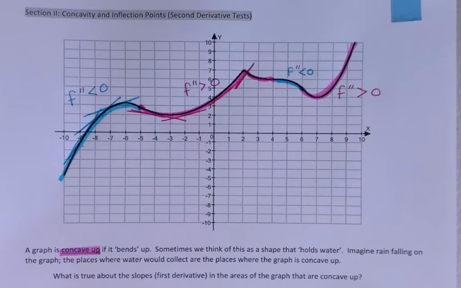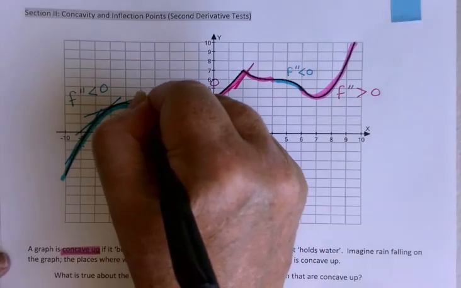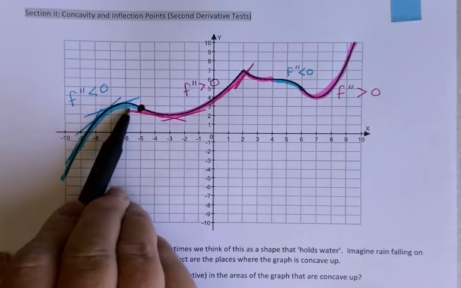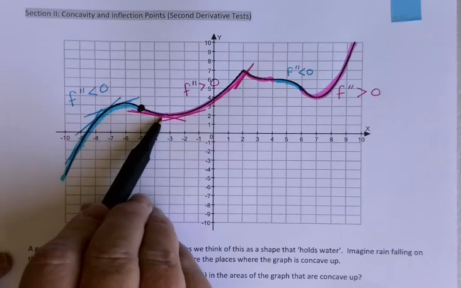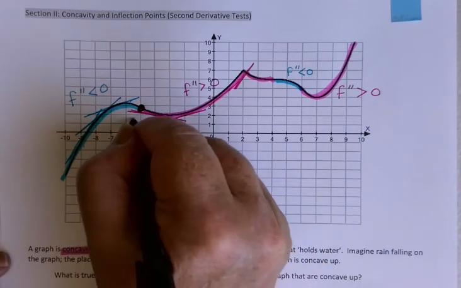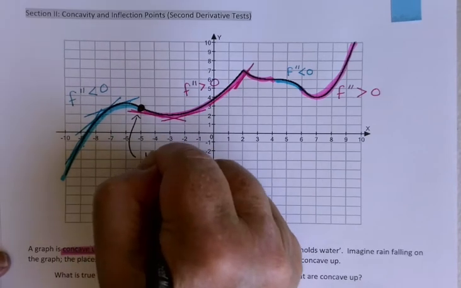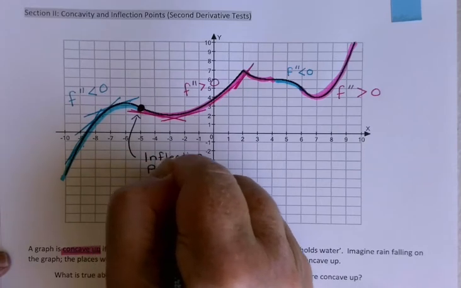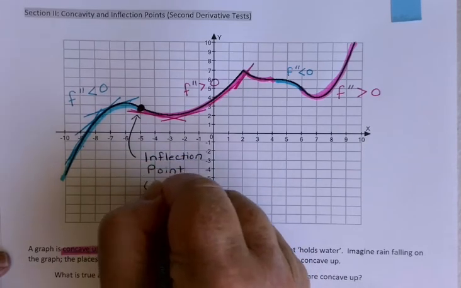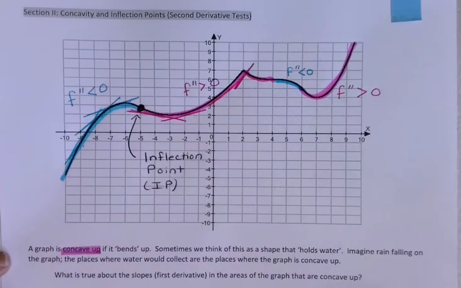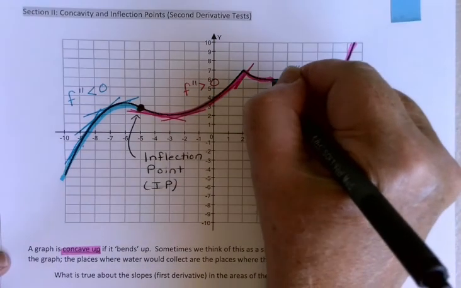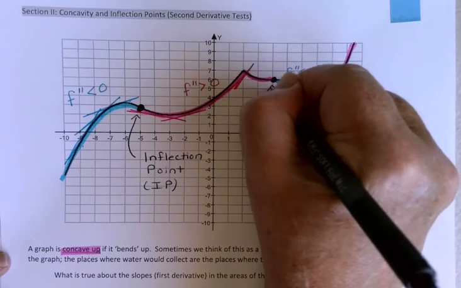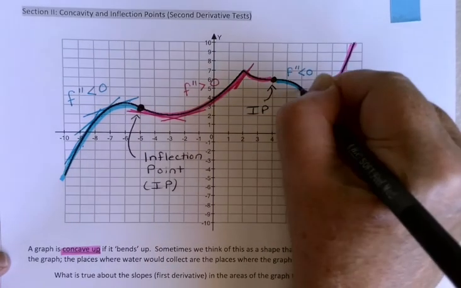So what do you think happens right at the points where we change from concave up to concave down? Right, there'd be some point right about here where the graph was concave down and it changed to concave up. It's got a name. It's called an inflection point, or IP for short. And there's a couple more of them over here, right? There's one here. And there's one here.